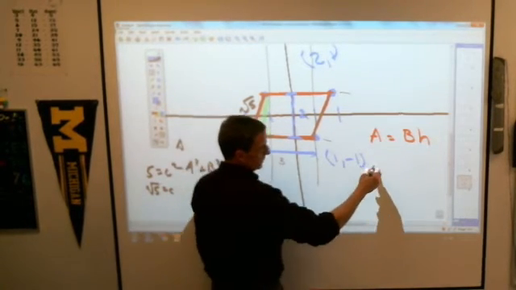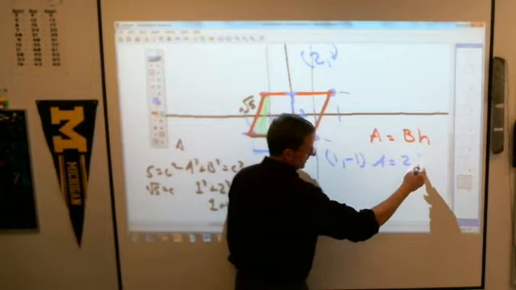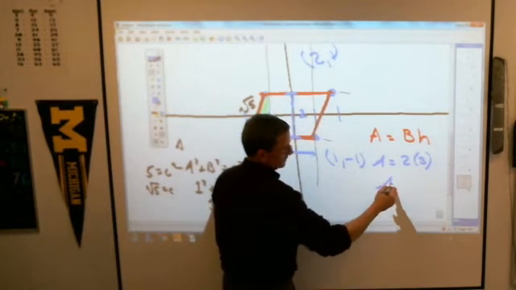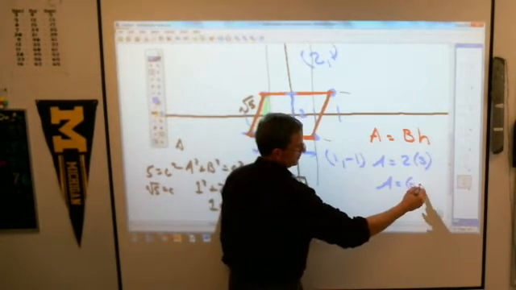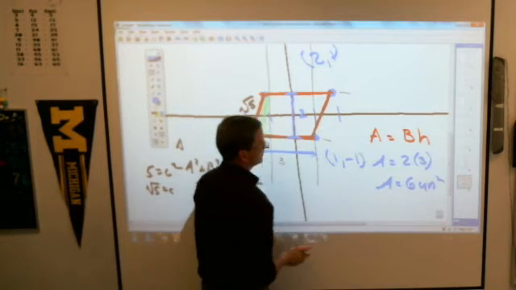Now I can use my formula, area equals 2 times 3. So the area equals 6 units squared.